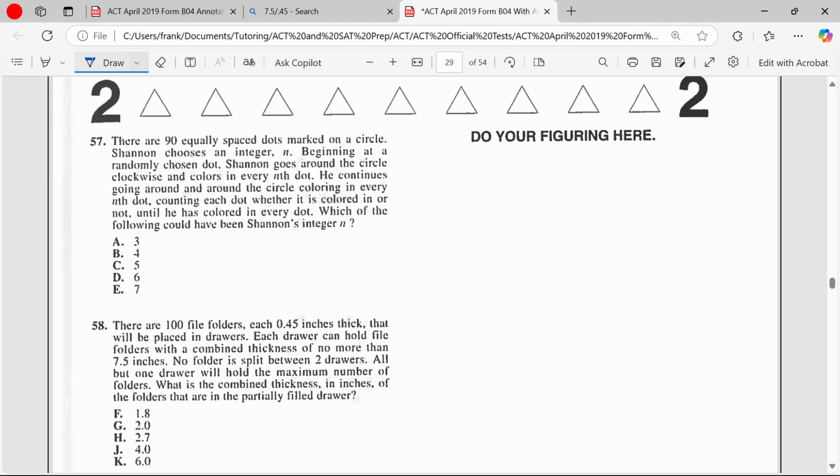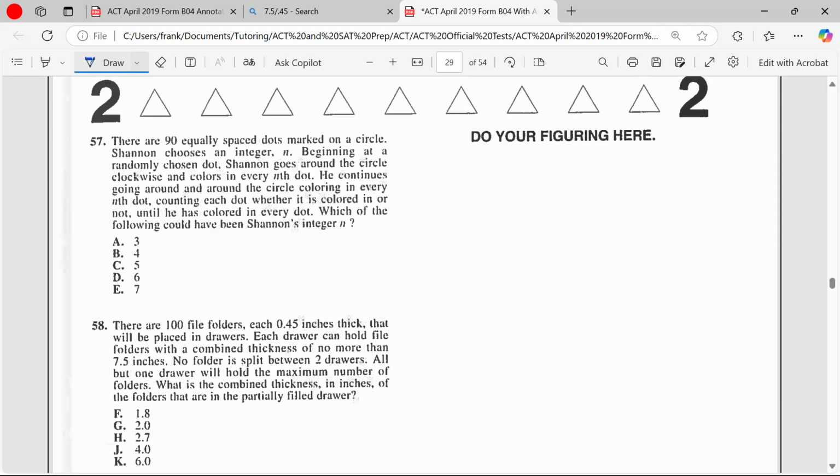Oh boy. One way to do this would be to list out the numbers, start with 3 and go 3, 6, 9, 12, and see if you end up hitting every number from all 90 dots. And you can do that with 3, 4, 5, 6, 7. If you recognize two things.